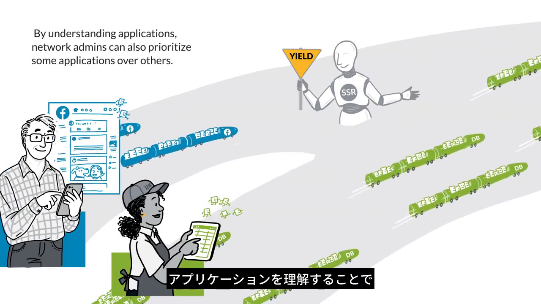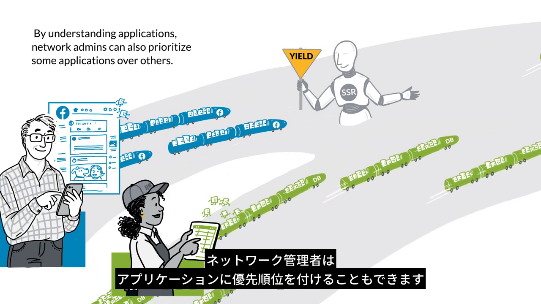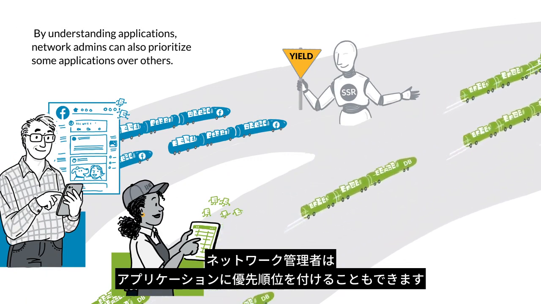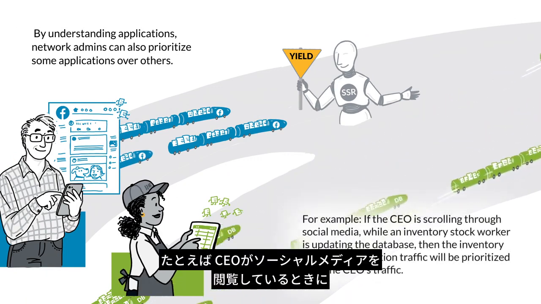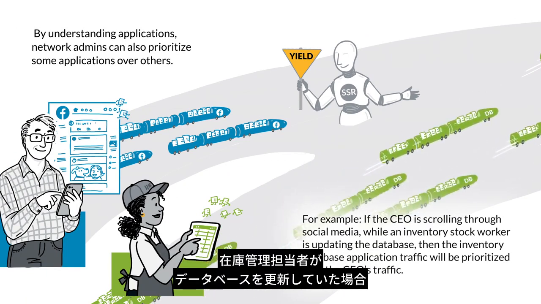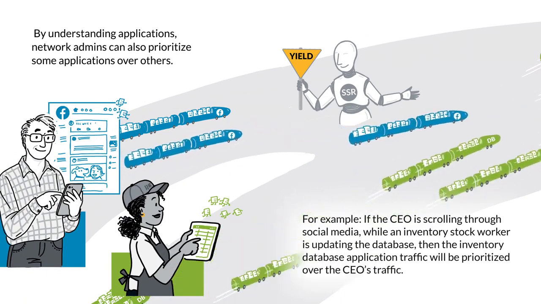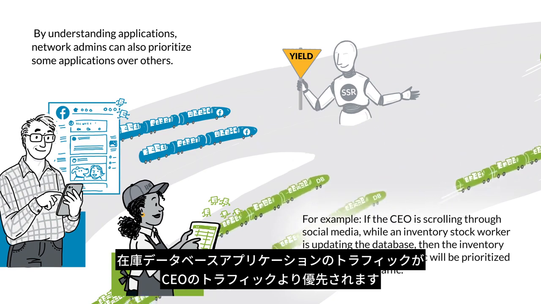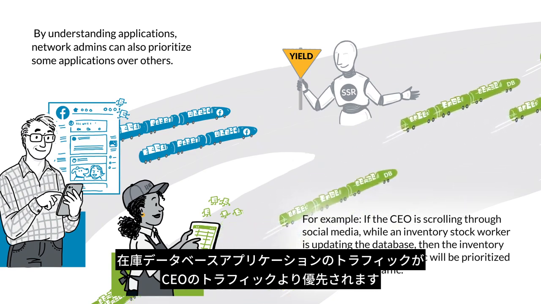By understanding applications, network admins can also prioritize some applications over others. For example, if the CEO is scrolling through social media while an inventory stock worker is updating the database, then the inventory database application traffic will be prioritized over the CEO's traffic.